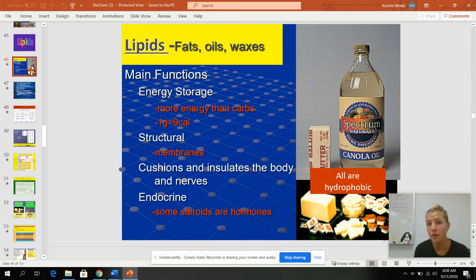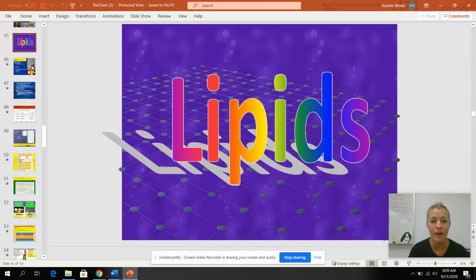The structural component of lipids that's very, very important is cell membranes and having those membranes be hydrophobic. We also use lipids a lot in our nervous system to insulate it, as well as the endocrine system. When we think about the endocrine system, we think about hormones. So we're looking at different steroids in our bodies. Hormones like testosterone and estrogen are actually lipid based, and the reason for that is that they're very easily able to get in and out of our cells and they're hydrophobic.